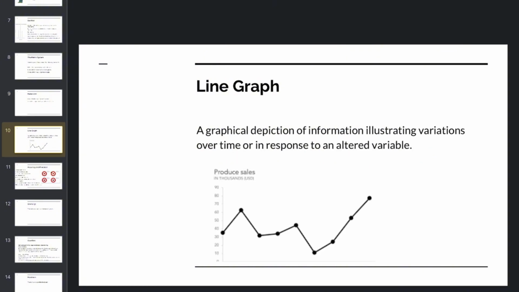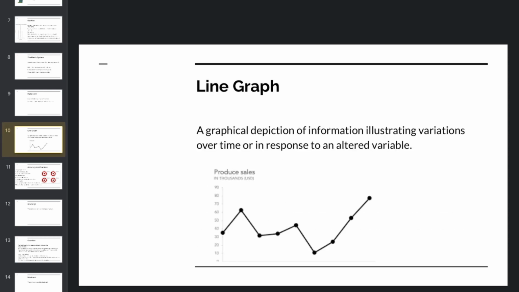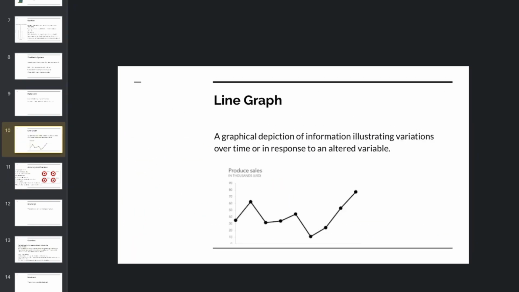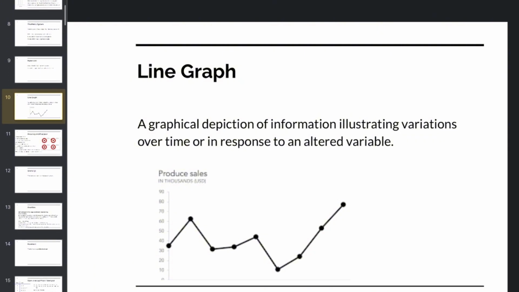A line graph. Now, this is different than a dot plot. If you could already tell by the images, dot plots are more vertical, and this is more horizontal. A line graph is a graphical depiction of information, illustrating variations over time in response to an altered variable.